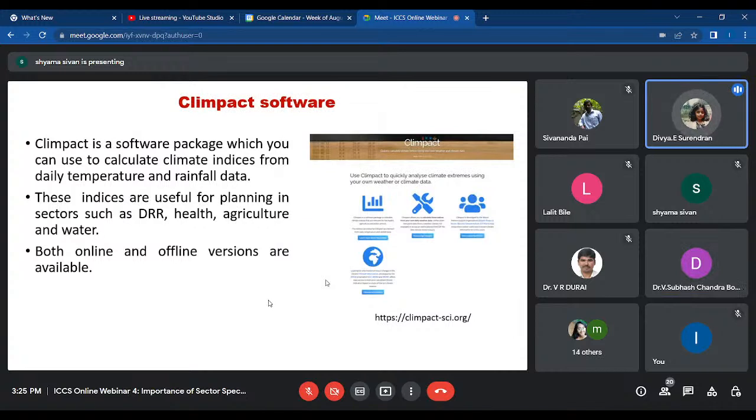I will be discussing more about the Climpax software at the end. It is an easy software. You have both options, online and offline. You just need the station data of your location, only temperature and precipitation data. With respect to the data, it will provide an idea about which indices are favorable or helpful for the sector you want to study. Next slide.